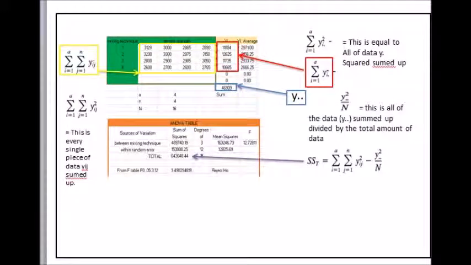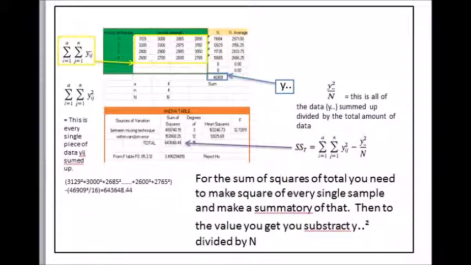First, we're going to get the sum of squares of the total. For the sum of squares of the total, we're going to use the formula connected to the blue arrow. What we need to do is square every single sample and take the summation of that. Then, from the value you get, you subtract y.. squared divided by N. It is important to say that the sum of squares can never be negative.